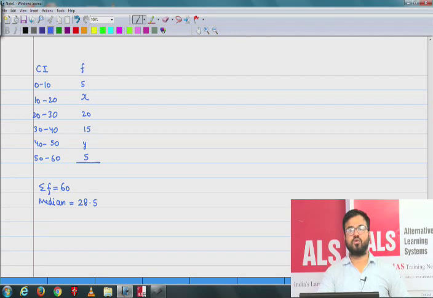You have to find x and y both, Shillong. No, we are not finding mean over here. We are finding median. In median, just find the cumulative frequency and then find the median class and then do it.